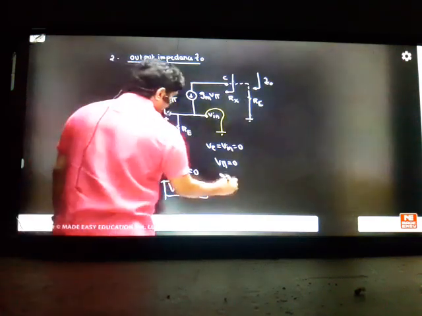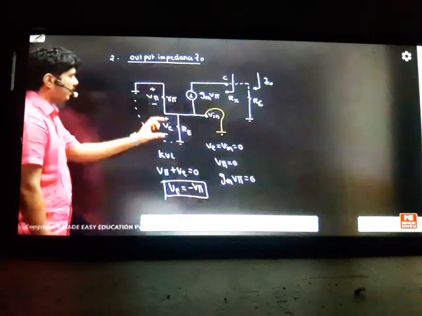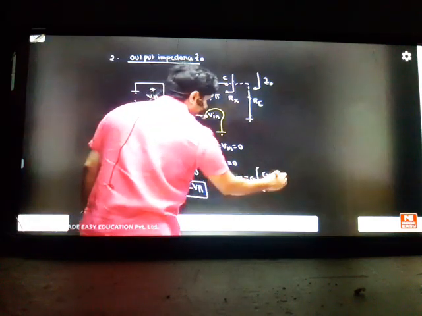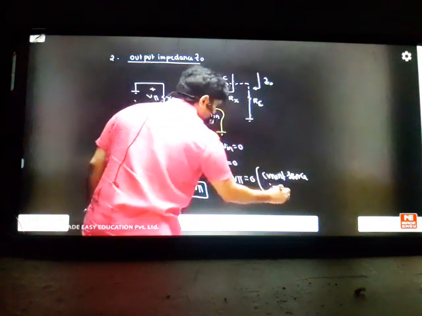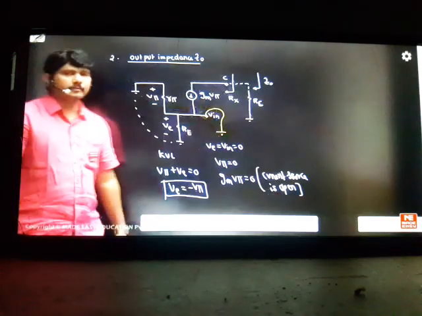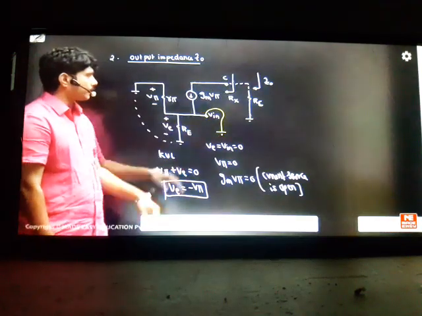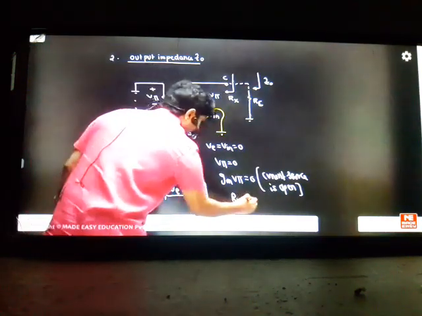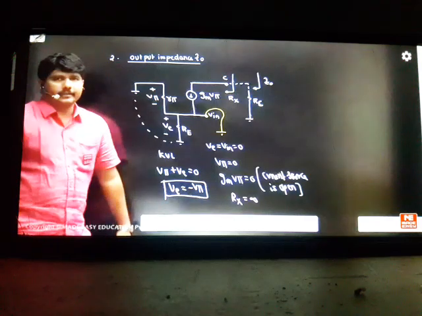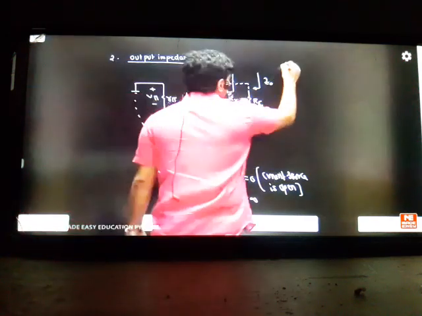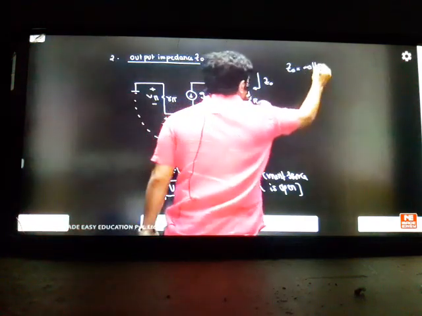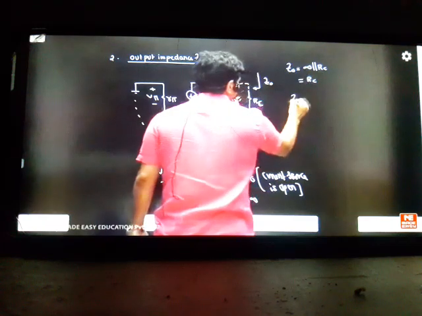As V pi becomes 0, gm into V pi also becomes 0, so the current source is open. If the current source is open, this total is an open circuit, so what is your Rx value here? It is infinite, because the current source is open. Then what is the value of Z0? It will be infinite parallel to RC, so the answer is RC. Z0 is a simple answer, RC.